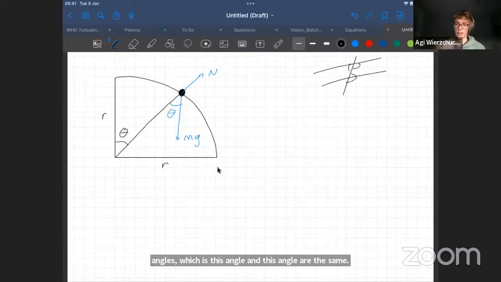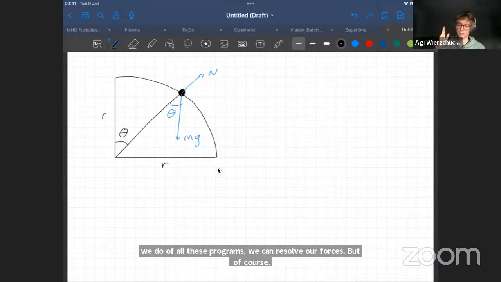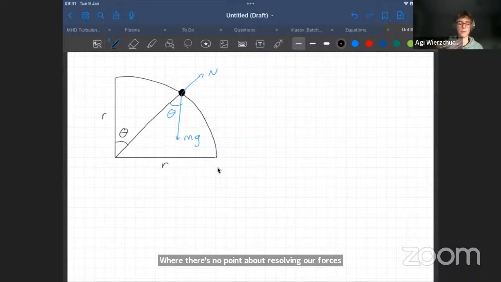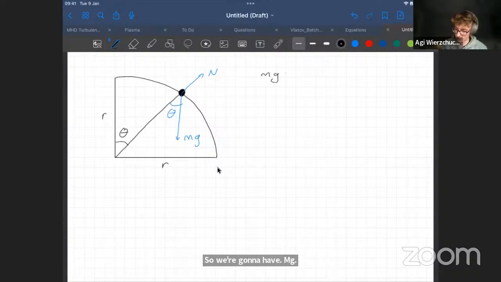Now, as we do with all these force problems, we can resolve our forces. But there's no point resolving them horizontally and vertically. It's most useful to resolve them perpendicular to the surface of the sphere at the point at which the ball leaves, and parallel. We don't really care about the parallel one, so let's just resolve along the direction perpendicular to the surface. So we're going to have mg cos theta minus N is equal to mv squared over r.